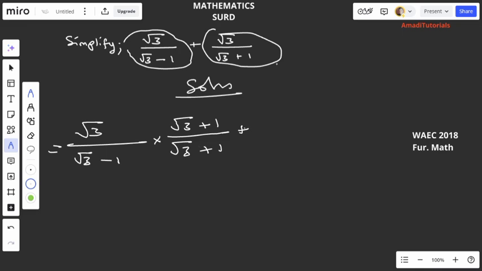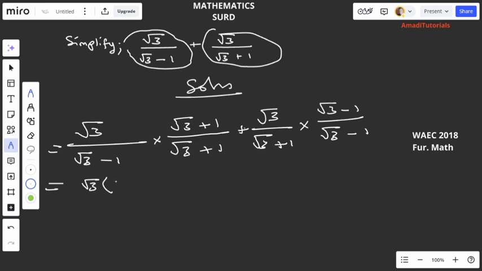Plus, this is the next one, root 3 over square root of 3 plus 1. We repeat the same thing. We multiply this one by the conjugate of its denominator. The conjugate of the denominator is root 3 minus 1, since it's plus here, so we multiply by root 3 minus 1 over root 3 minus 1. We have not actually changed anything doing this, because each fraction cancels itself, but we are not going to cancel. Okay, we move on.